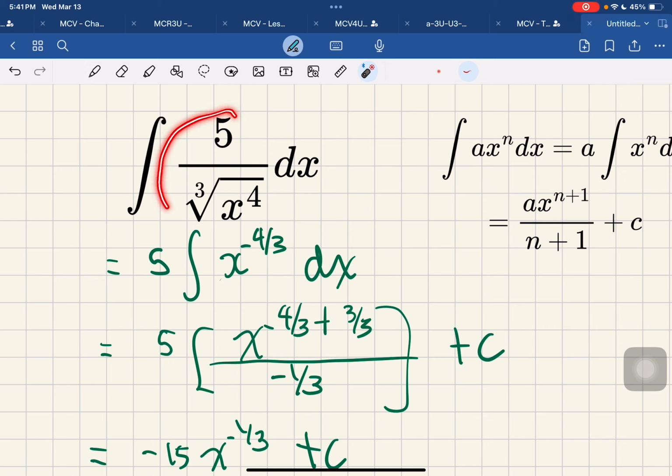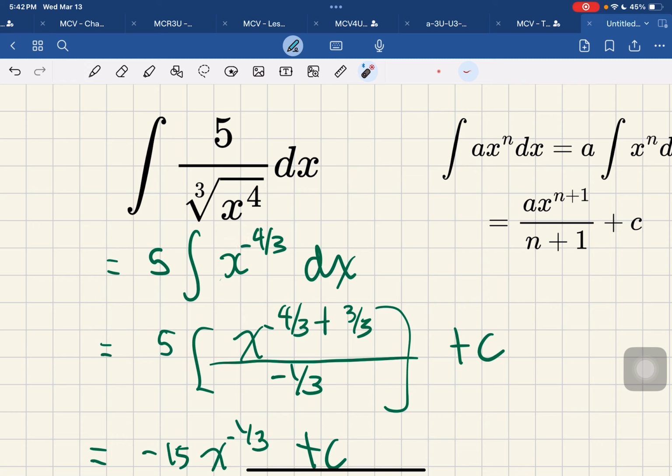The first thing I need to do here is take the 5 and remove it outside. It's a coefficient, so remove it outside. The second thing I need to do is write this as a rational exponent. So that's 4, that's 3, so it's 4 over 3. Why is it negative? It's negative because it's in the denominator and involves division.